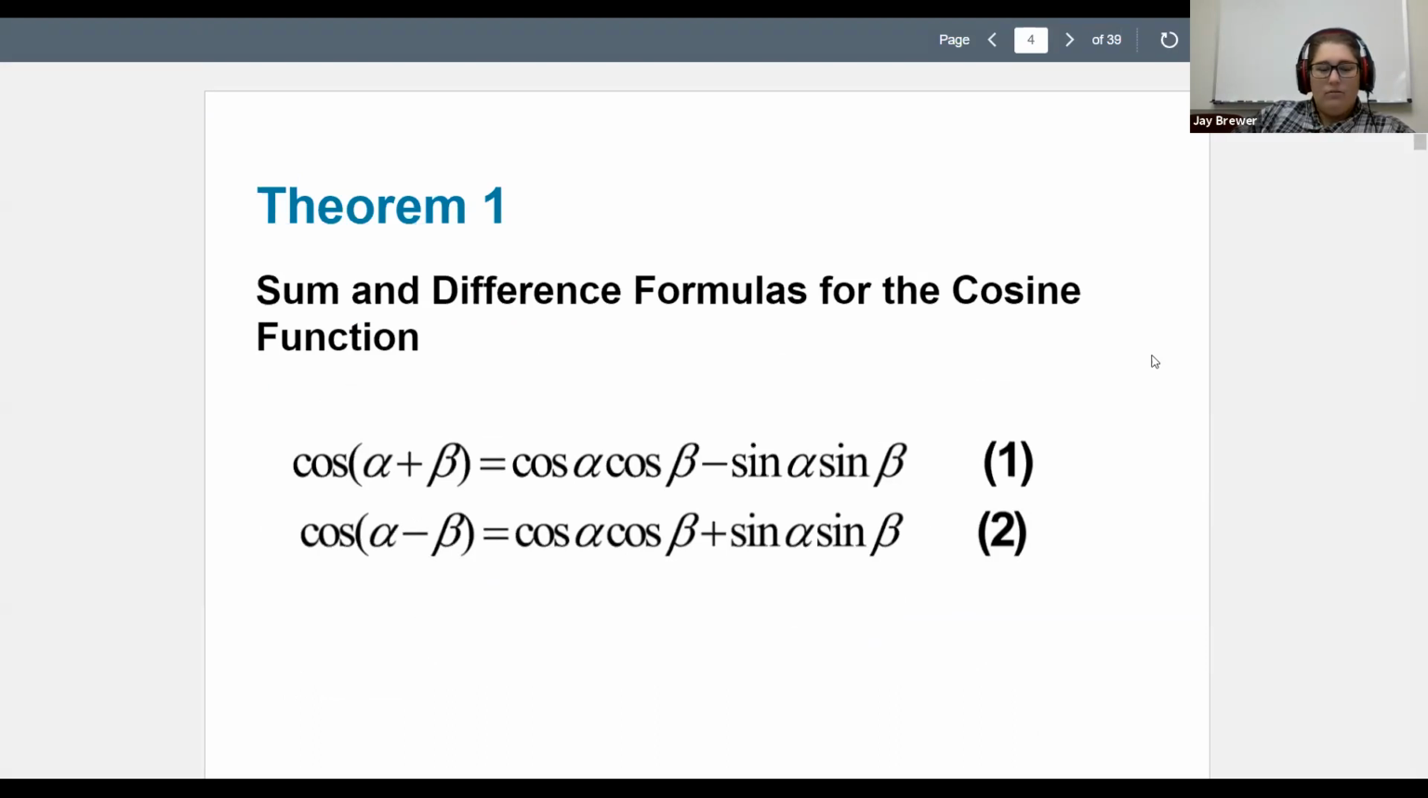Be careful for cosine. It is opposite signs. If you don't pay attention to that, it will mess you up when you do your homework. So cosine of alpha plus beta, you need to use a minus in between. And then for the subtraction or the difference formula, you use a plus in between. It is opposite for cosine.